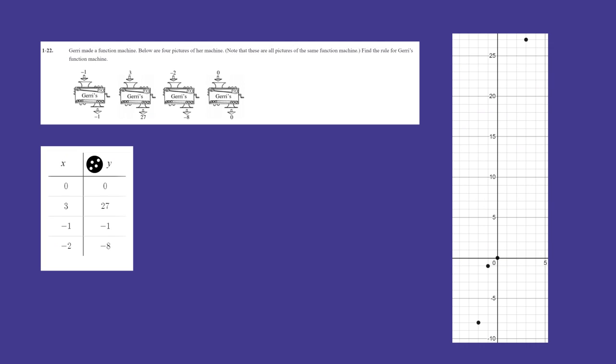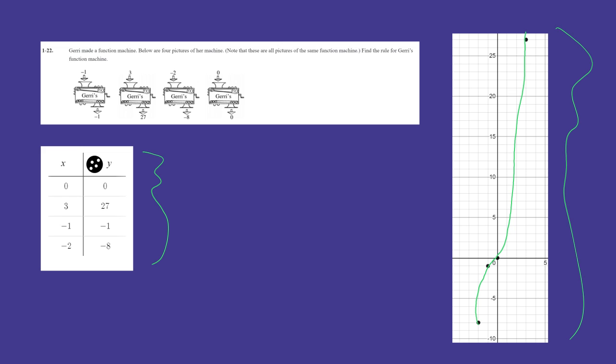So for this particular problem, I went ahead and put all of the points into a table. And then I also graphed them so you could see what it looks like on the graph. And if I was sitting here doing this, I feel like it's something cubic if I'm looking at that. And I say that because it's got that S kind of curve that you get from a cubic function.